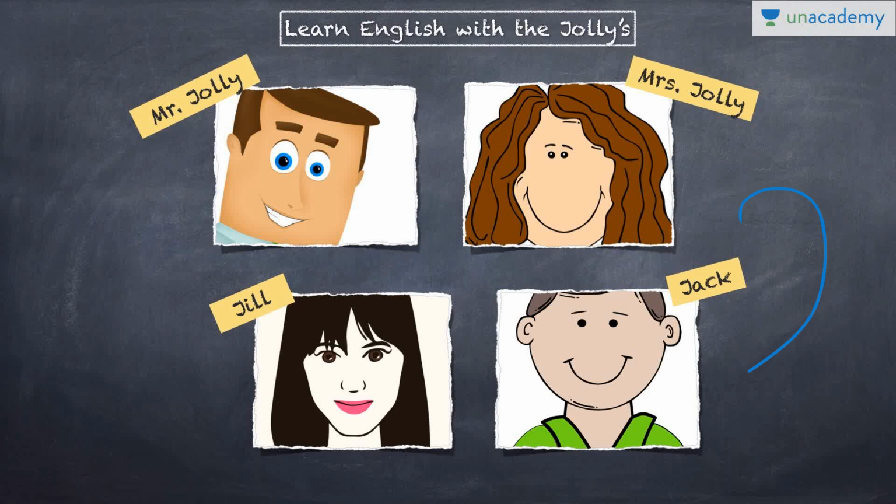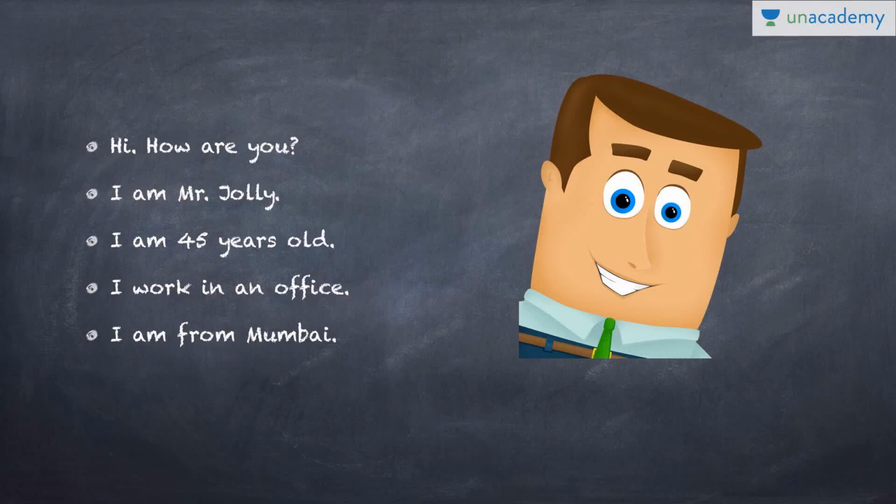If you notice, I've also given you introductions of the Jollies, right? So look at the phrases I have used. This is Mr. Jolly. He works in an office. This is Mrs. Jolly. She is a homemaker. This is their daughter Jill. She is in college. This is their son Jack. He is in school. Do you see that? So this is how you do your introductions when you meet people, or you talk about yourself, or about someone else also. So let's first start with our own introductions.